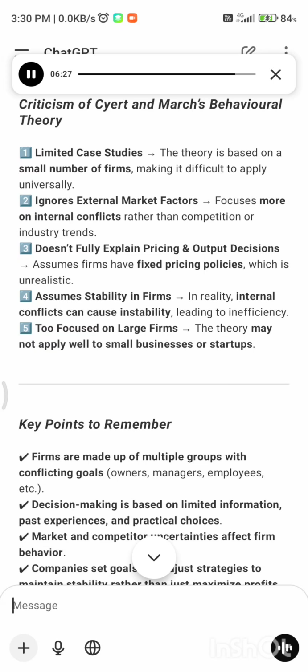4. Assumes stability in firms. In reality, internal conflicts can cause instability, leading to inefficiency. 2. Focused on large firms. The theory may not apply well to small businesses or startups.